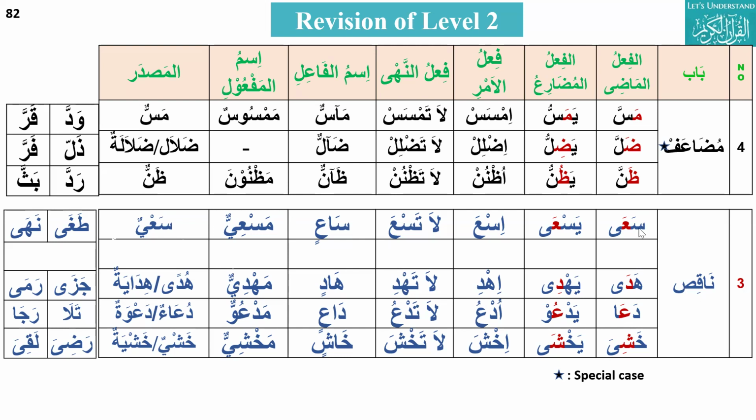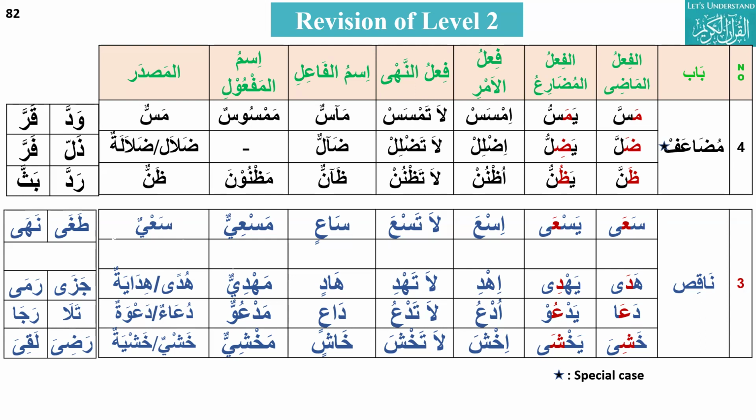Bab Naqis. First case is Sa'a Yas'a. Fatha remains Fatha. Which Fatha? Is it the first letter or the second letter? Second letter, Ain. What is the haraka on that? Fatha. And the same letter here, Ain, has Fatha. Sa'a Yas'a. Do you know the meaning? Sa'a, he ran, he struggled.